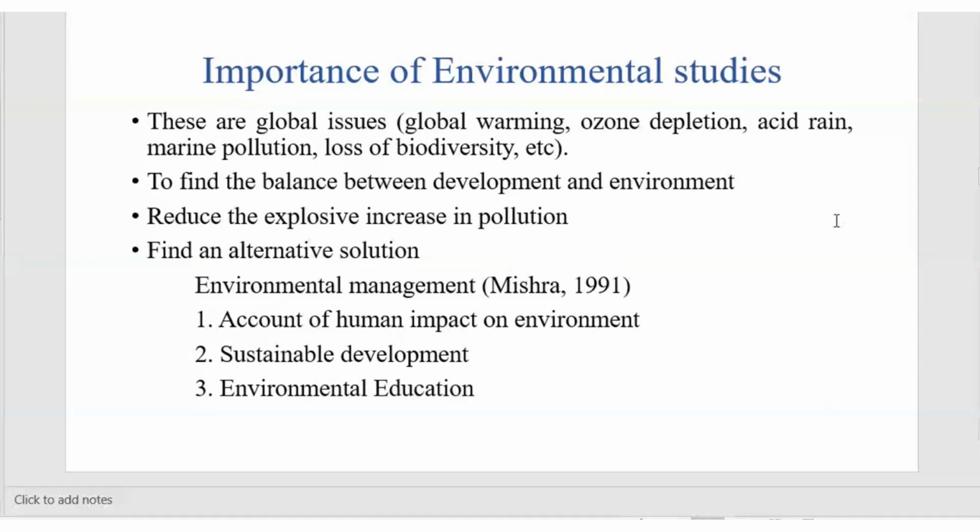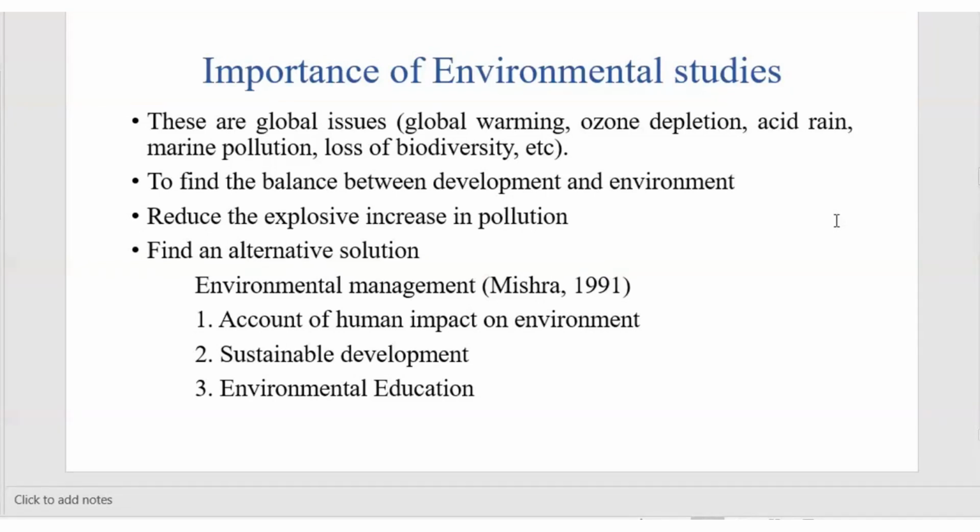So we have to find a way, because we cannot stop our development. We have to keep developing, and we also have to conserve resources. The balance between development and conservation is known as sustainable development. हम next class में पढ़ेंगे. And for that we have to reduce this exponential increase in pollution and population. So there are some alternative solutions to curb the harmful effects of human population and pollution, and they are environmental management.